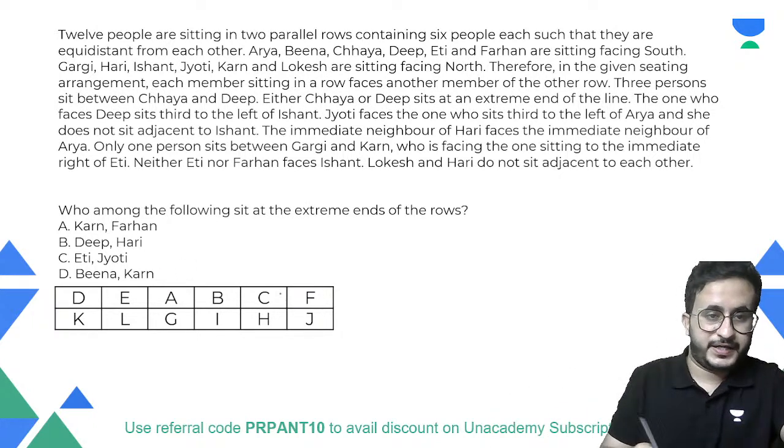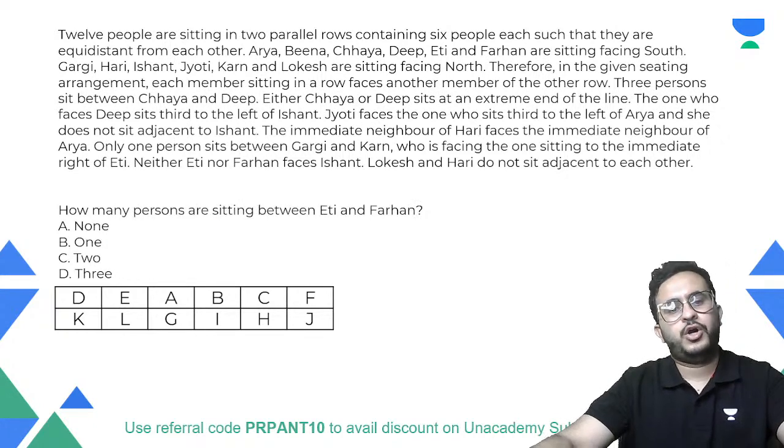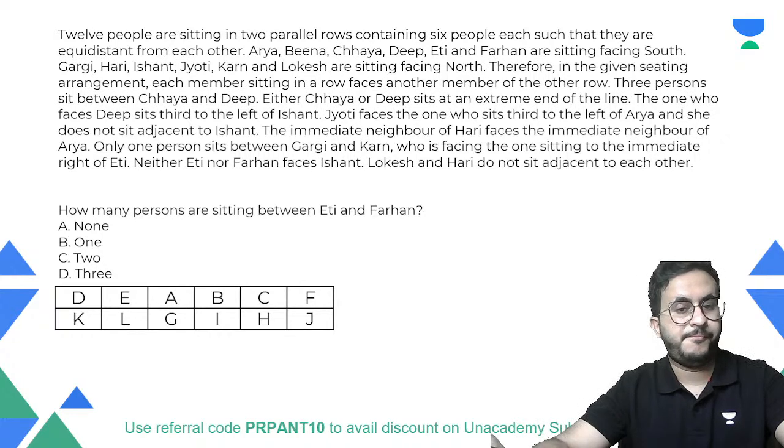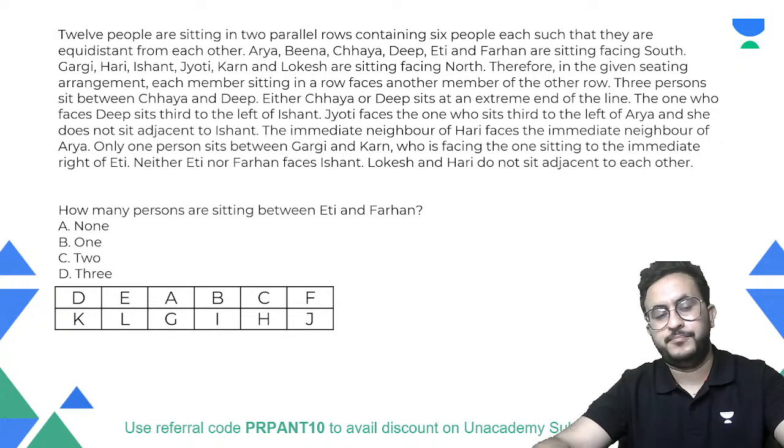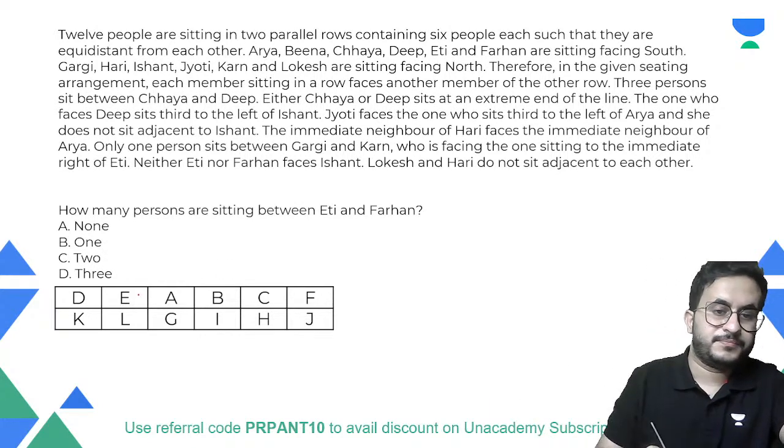So next question is, who among the following sit at extreme ends of the rows? So we have D, K, F, J, and KF is one of the options. Okay, so these sit at the extreme ends of the rows. How many persons are sitting between Iti and Farhan? Iti and Farhan. So this is Iti, plus Farhan, one, two, three people.